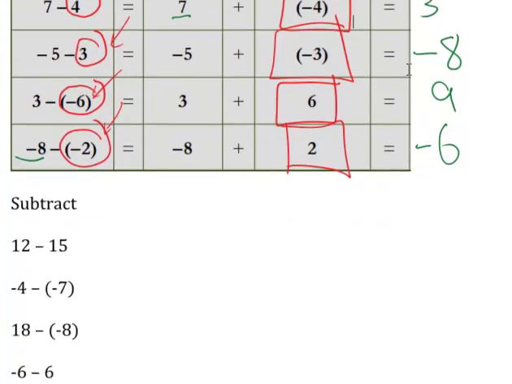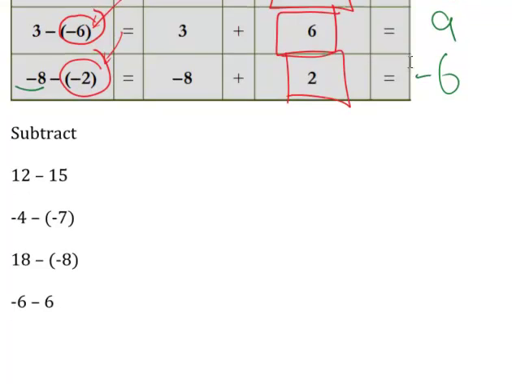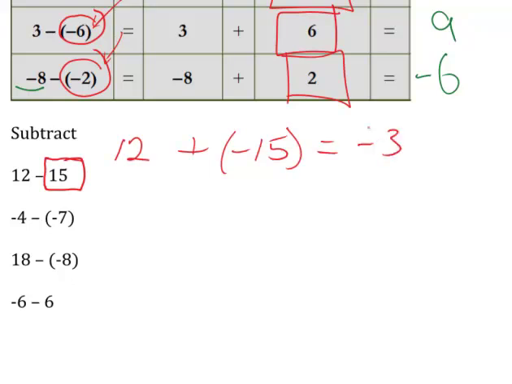So let's try a few more here and see if we can't figure out how to do these. So it says subtract 12 minus 15. So remember, my first number 12 stays the same. I change it to a plus. I'm going to box that number. The opposite of 15 is a negative 15. So 12 plus negative 15, negative 3. My first number stays the same. We change our minus to a plus. I'm going to box this number. That's a negative 7. Well, the opposite of it will be positive 7. So negative 4 plus 7, positive 3.